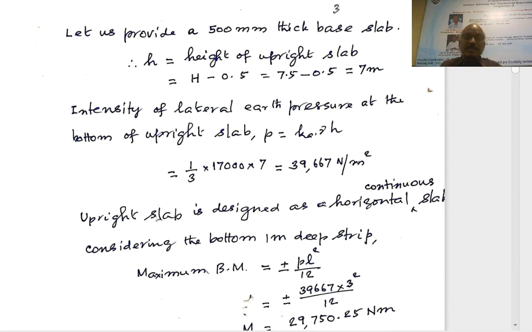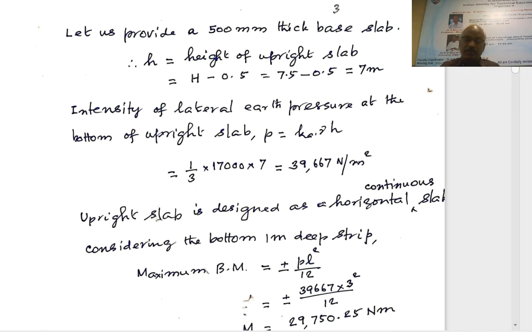The upright slab is designed as a horizontal continuous slab, and considering the bottom 1 meter deep strip of the slab, the maximum bending moment equals plus or minus PL square by 12.